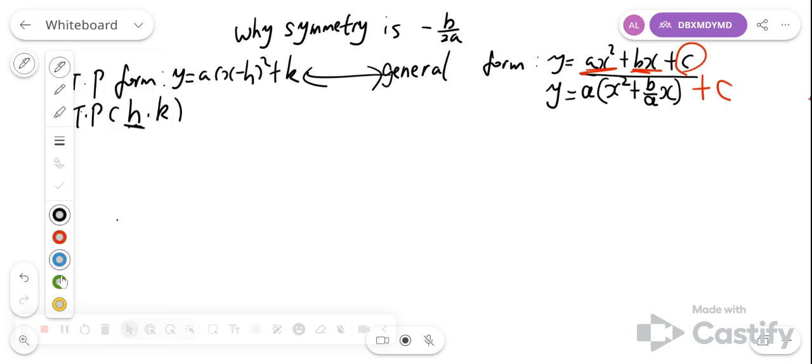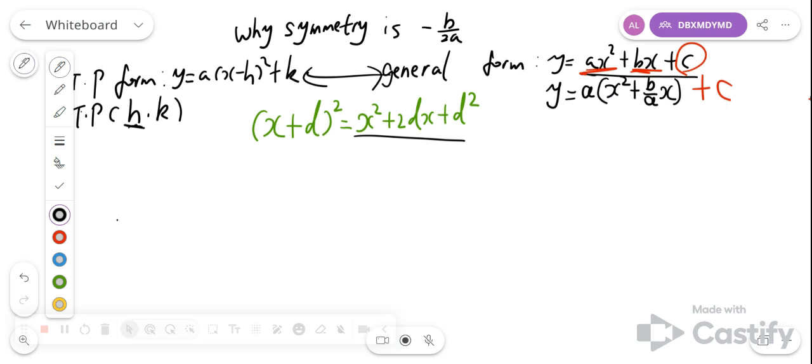I'm going to use another color, which is green, to show you that if I have something x plus, let's find a letter that is away from a, x, h, k, and c. So we have d. D is not used yet. So x plus d to the power of 2. If I want to expand this, I'm going to apply the same way as we did for expanding a perfect square. We have x squared plus 2dx plus d squared.